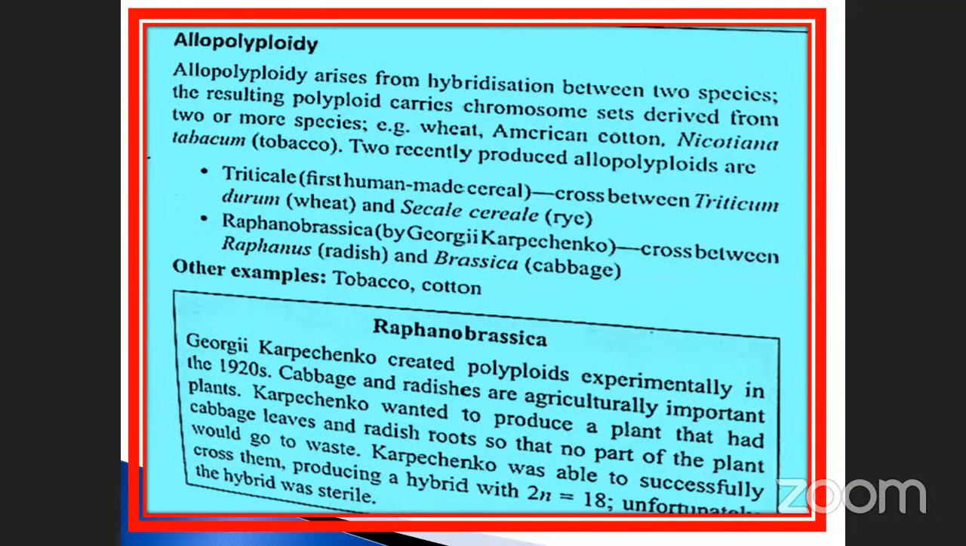Just go through it after finishing this class, or after 8 o'clock, and check it. Trinomial nomenclature: who discovered it, what are the examples, note it down. This is very, very important.